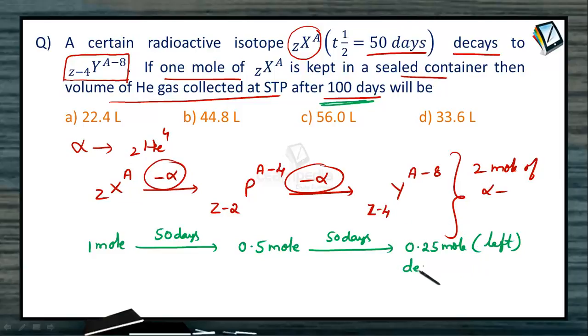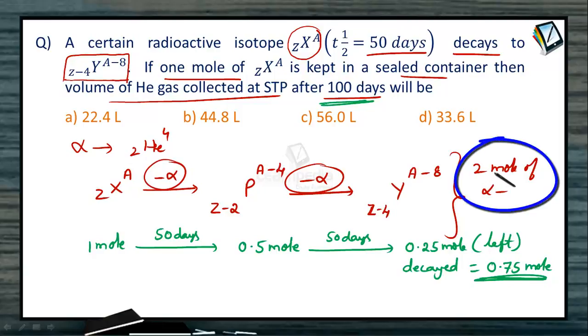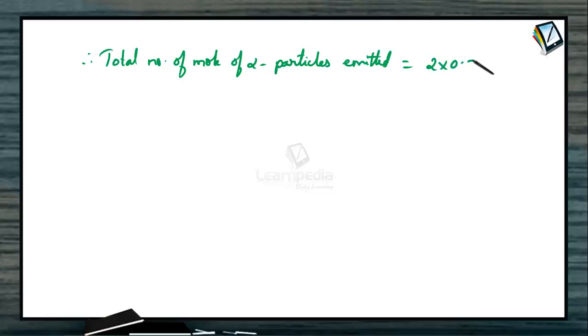This means the amount of substance decayed in this time period is initial minus final, that is 0.75 mole. So how many moles of the original substance have decayed? It is 0.75 mole. For each and every mole of this decay, how many moles of alpha particles are emitted? It is 2 moles of alpha particles. So the total number of moles of alpha particles emitted is 2 into 0.75, and this becomes 1.5 mole.